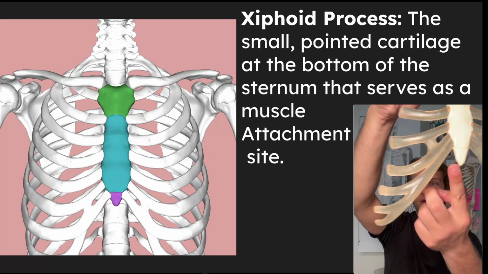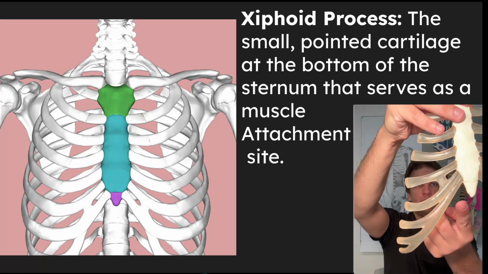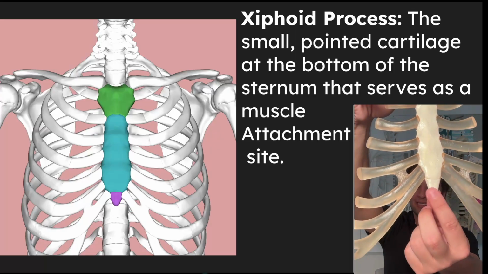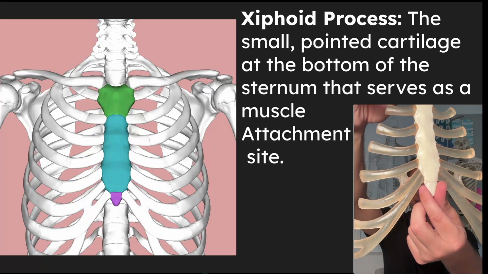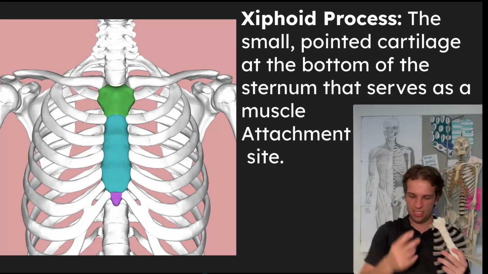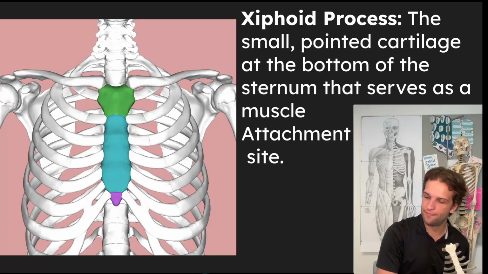We also have down at the base here this guy called the xiphoid process. There are going to be some muscles that attach here. It's just the bottom piece of the sternum, a little piece of bone that sticks down.